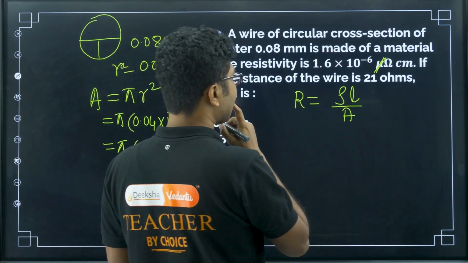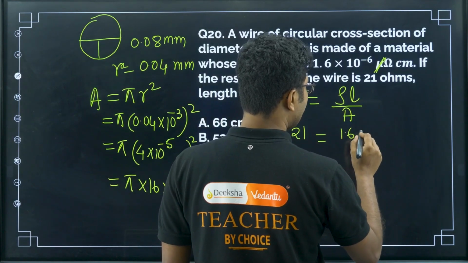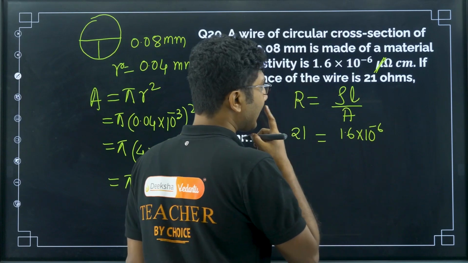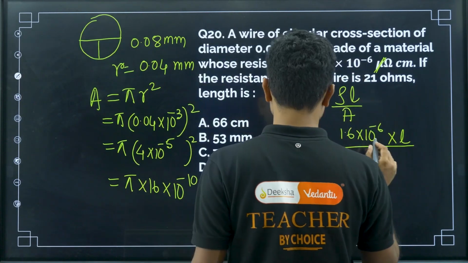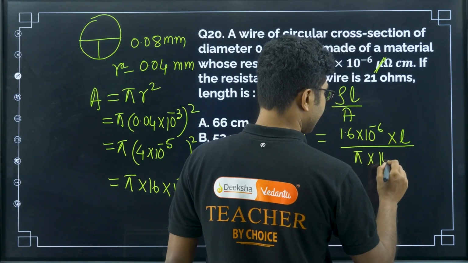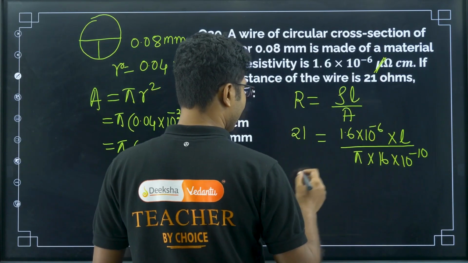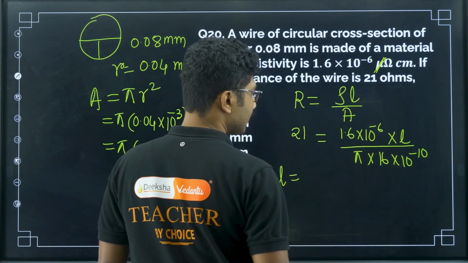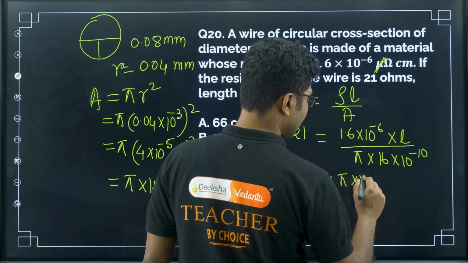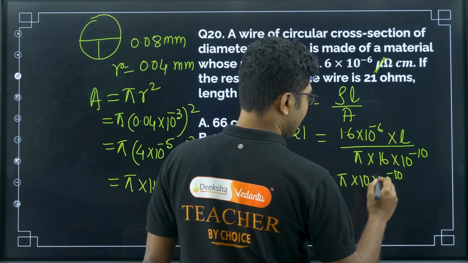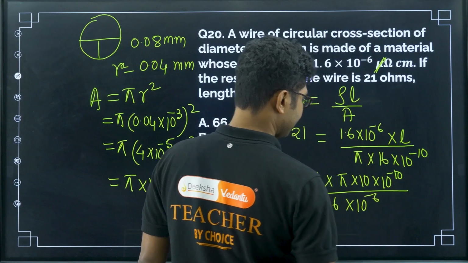Now put the values here. So 21 ohms is given, rho is given 1.6 times 10 to the power of minus 6. Okay, and L we are trying to calculate. A is this value, pi times 16 times 10 to the power of minus 10. Okay, now calculate L. L equals 21 times pi times 16 times 10 to the power of minus 10 divided by 1.6 times 10 to the power of minus 6.